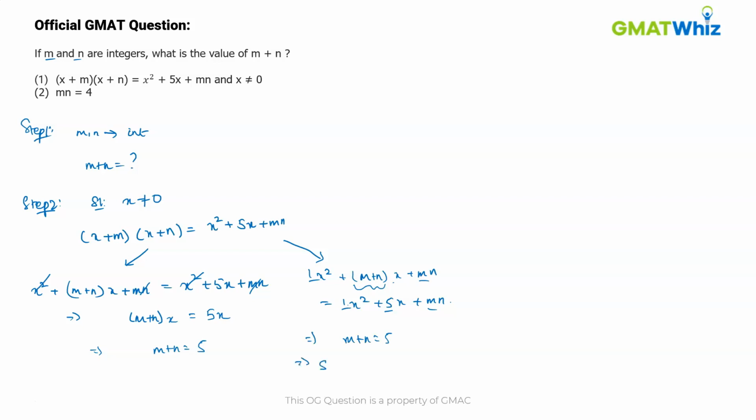So we conclude that statement 1 is sufficient since we are able to find out the value of m plus n. And out of the given options, we eliminate B, C and E.